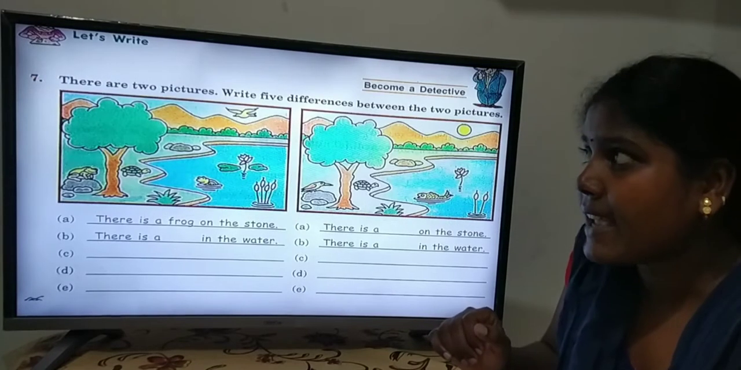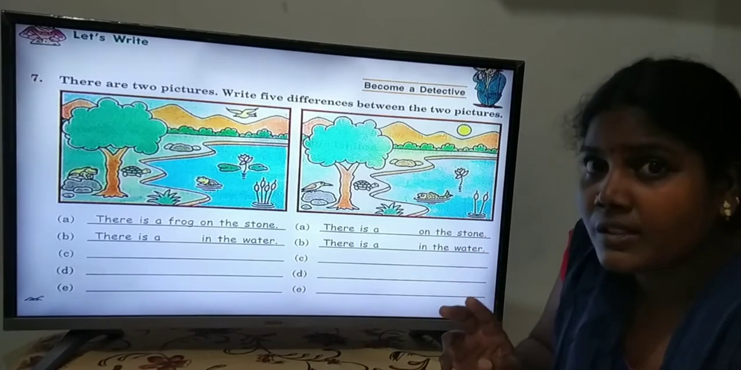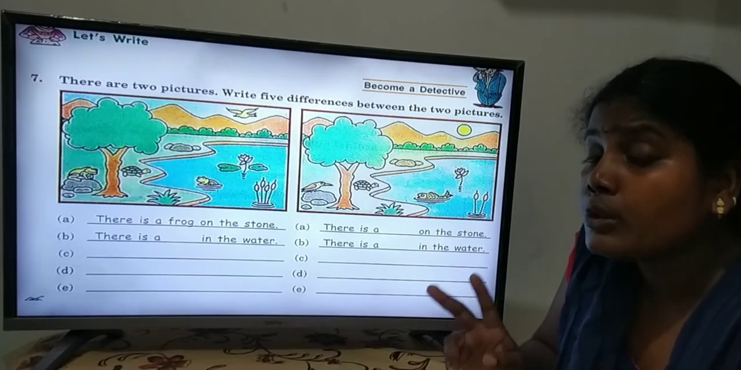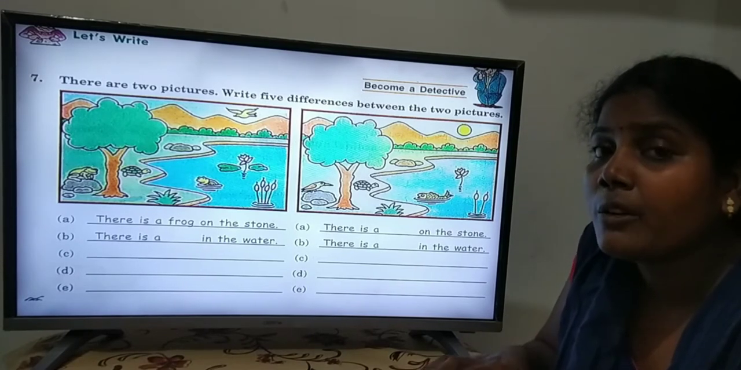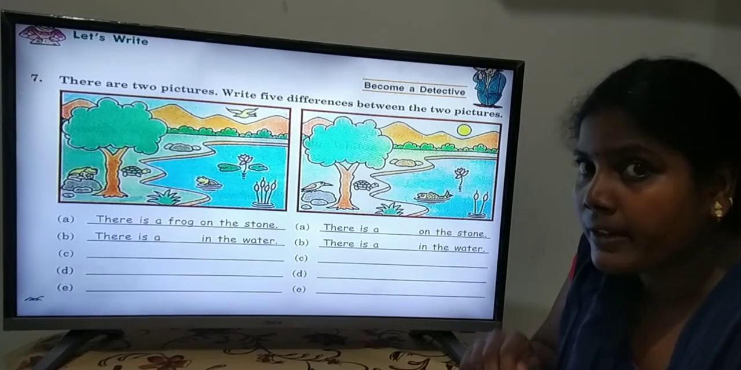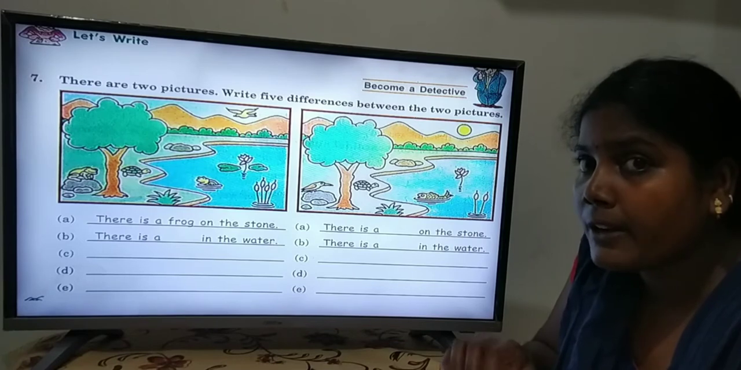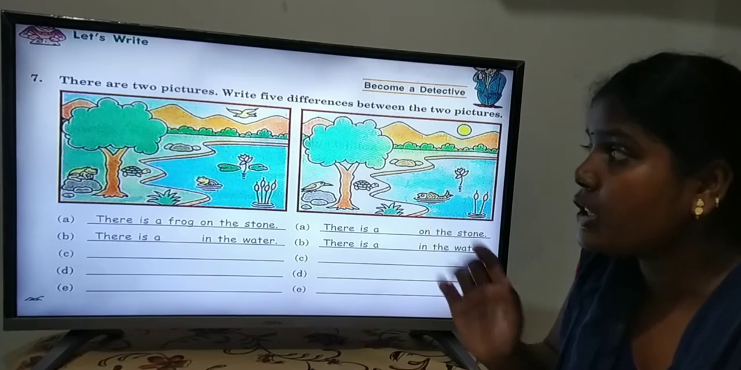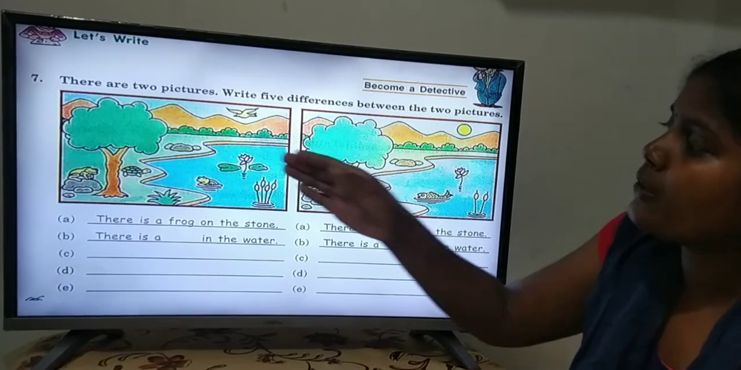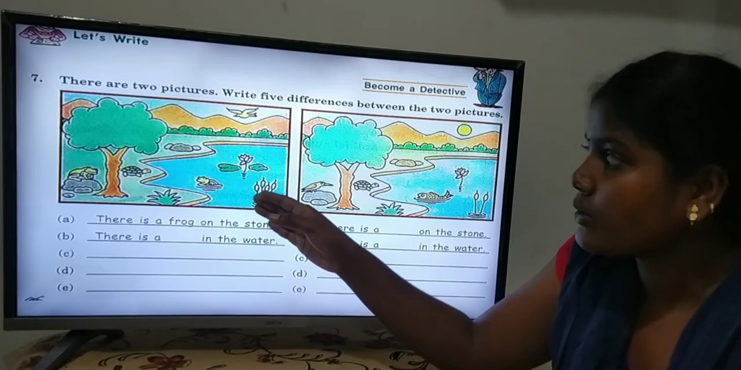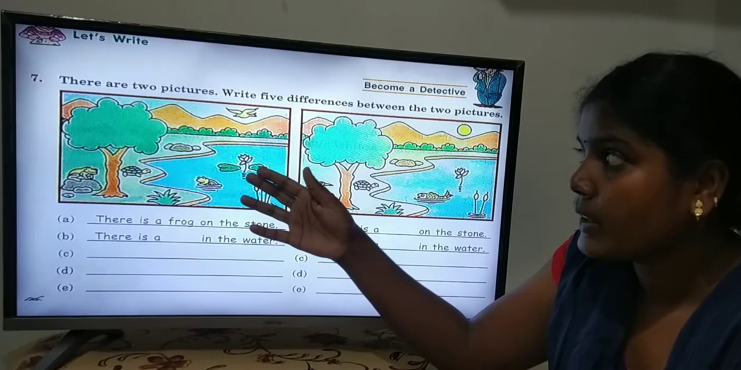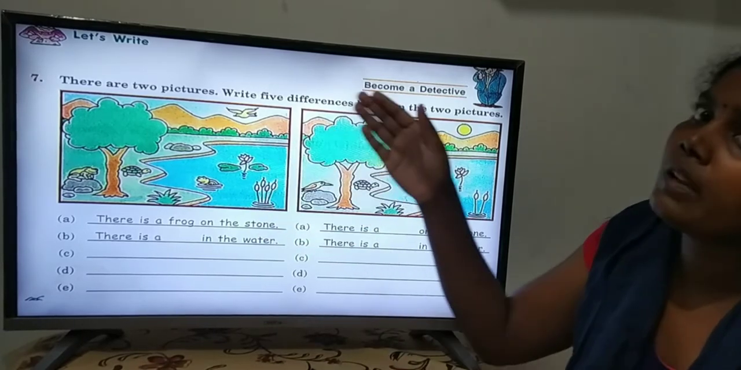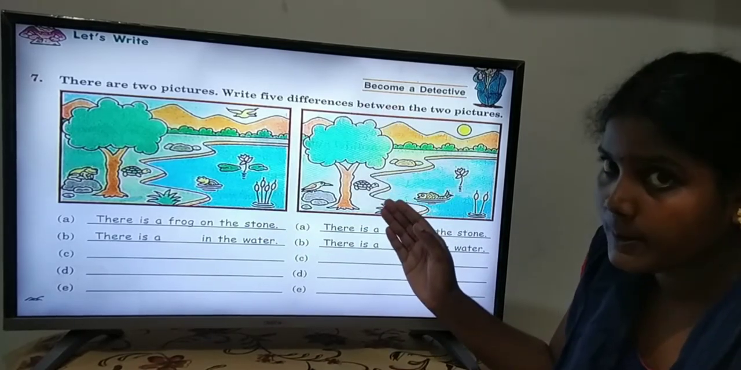And in the next exercise, they have given two pictures. We have to find five differences between the pictures. So first we go to the first picture, and we can match it with the second picture.